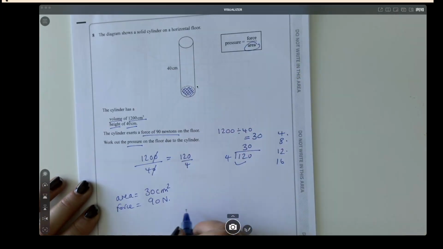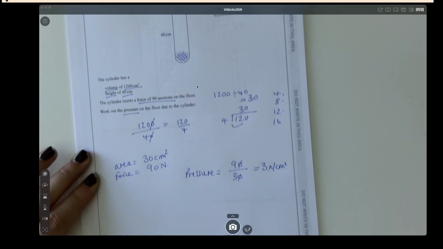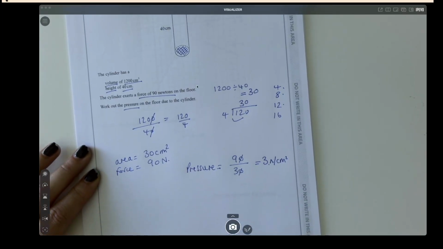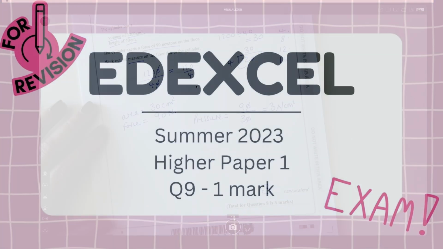The force is 90 newtons. So we can now find the pressure, because pressure is force divided by area. Again, we can divide top and bottom by 10. Then we're doing 9 divided by 3, which is 3. So the pressure is in newtons per centimetres squared, because we've got centimetres squared and newtons. So the answer is, make sure you can see it, 3 on the answer line.